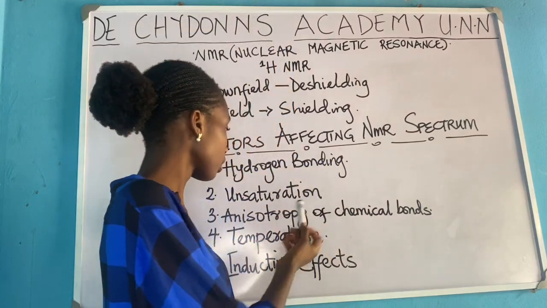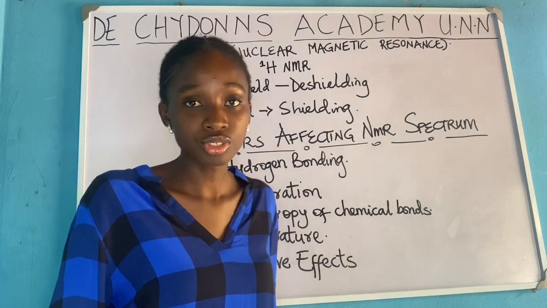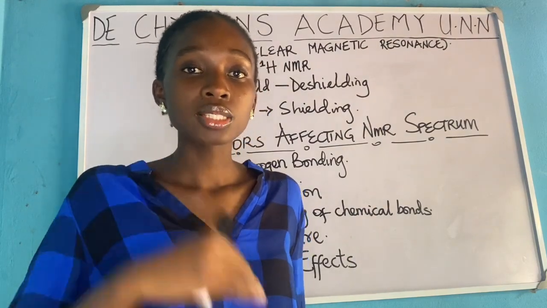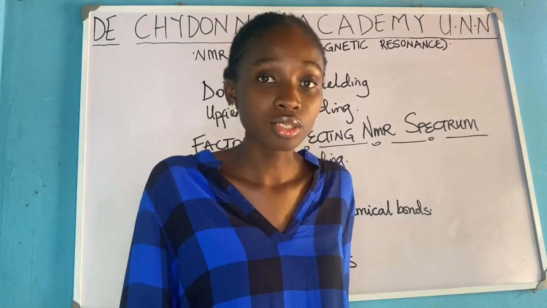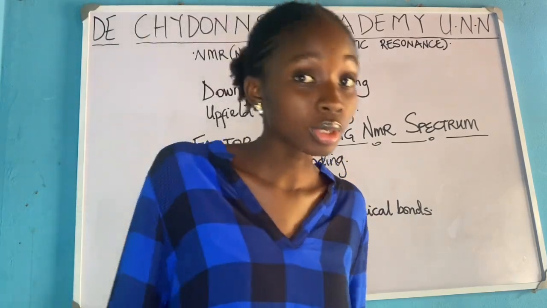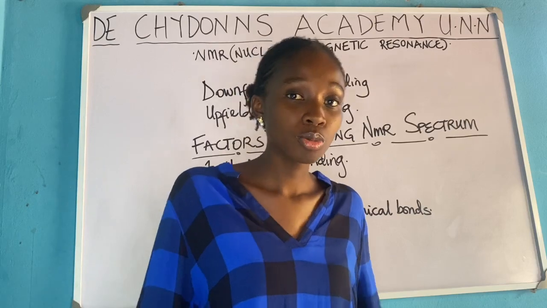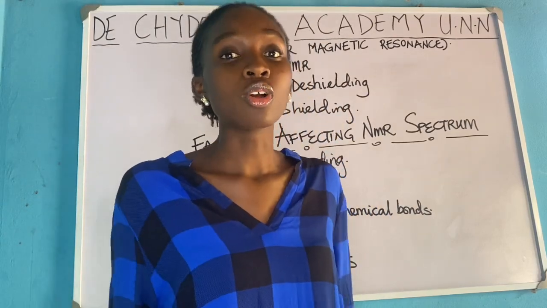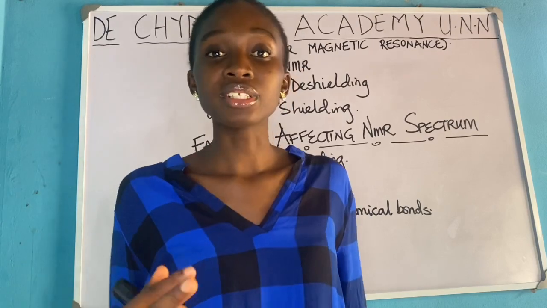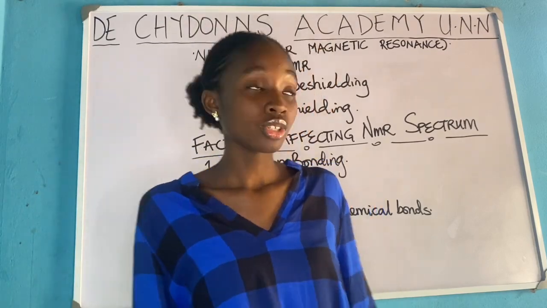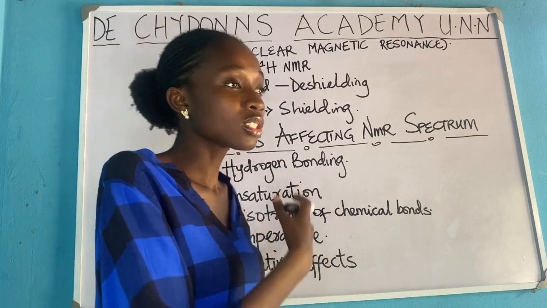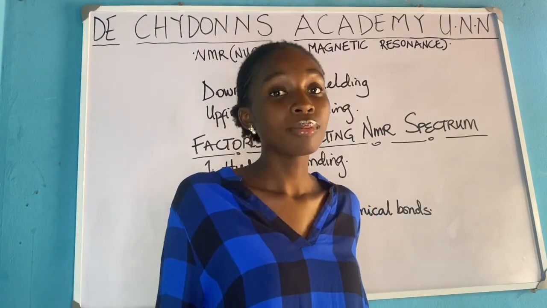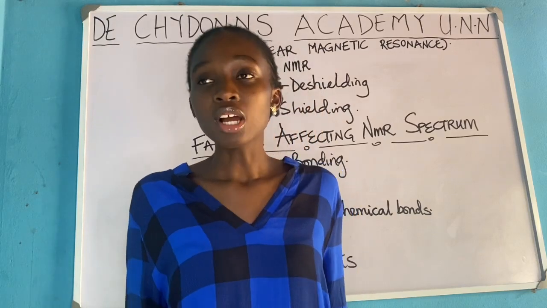Then also you have what they call unsaturation. This one is more like an intrinsic property of your sample. If your sample is unsaturated, it could be double bonded, triple bonded, or aromatic. Double bonded like the alkenes, triple bonded like the alkynes, and even aromatic, that is the localized double bonds within a particular ring, that is the aromatic structure. Conjugated ones.